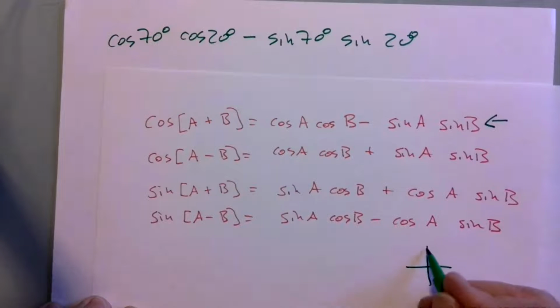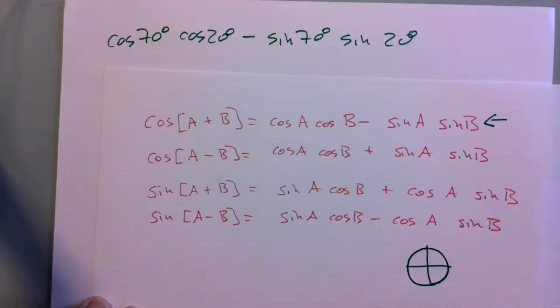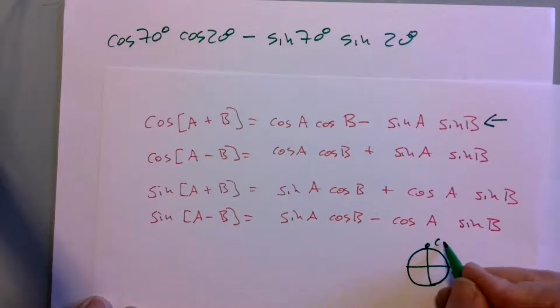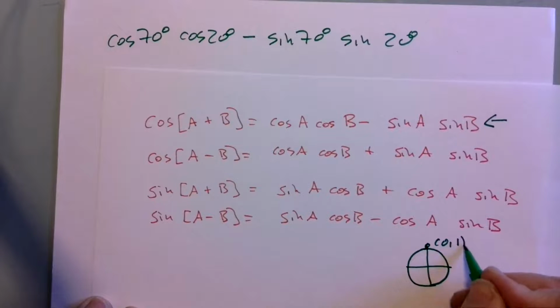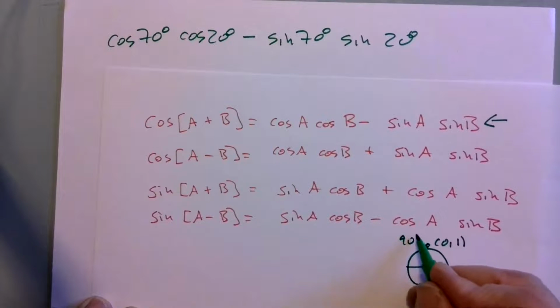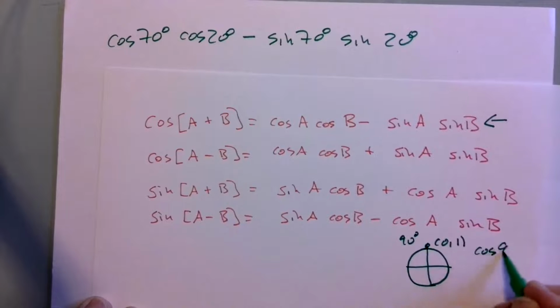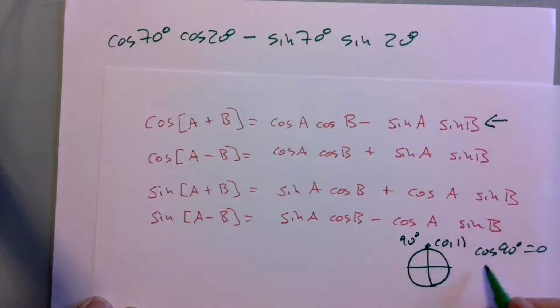We look at our unit circle. Our unit circle is here. Here's 90 degrees. The x value is 0. The y value is 1. So at 90 degrees, cosine of 90 is 0, and sine of 90 degrees is 1. So very good. So the answer to this is 0.